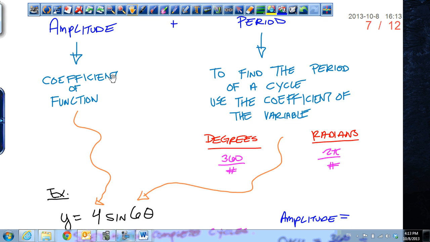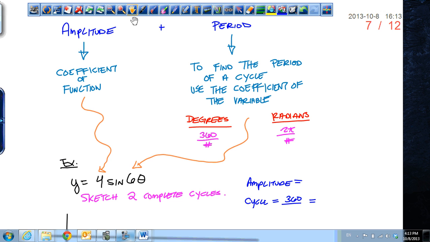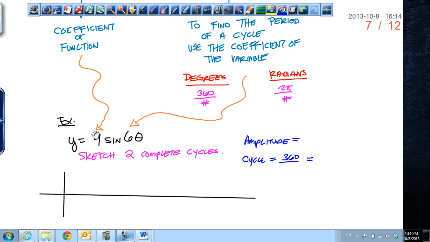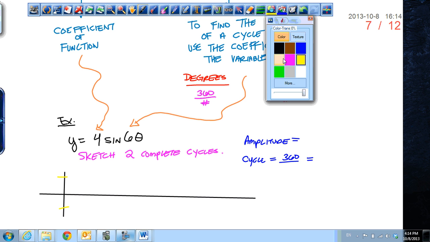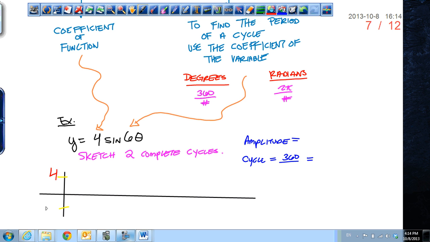The last thing is on your homework tonight, you've got a couple of examples here. So I want to do one like this: y equals 4 sine of 6 theta. The first thing is the amplitude. The amplitude is that positive number, or negative, but for tonight I'm pretty sure it's all positive, out in front. And so that tells us how big our amplitude is. So our amplitude is 4. So my highest number is 4, my lowest number is -4.